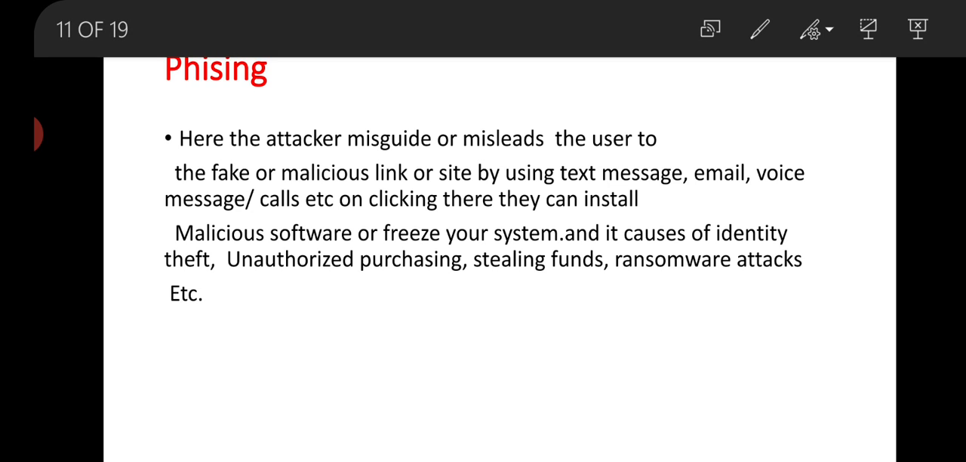Now next one is phishing. Phishing means the attacker misguides or misleads the user to a fake or malicious link or site by using text messages, email, voice messages, calls, etc. On clicking there, they can install malicious software or freeze your system, and it causes identity theft, unauthorized purchasing, stealing funds, ransomware attacks, etc.